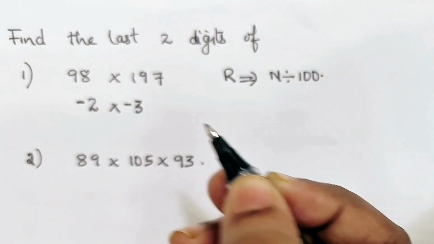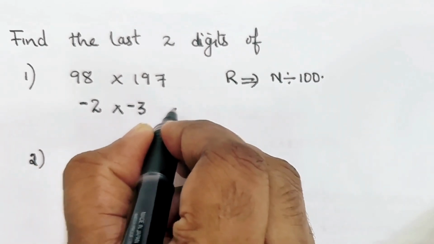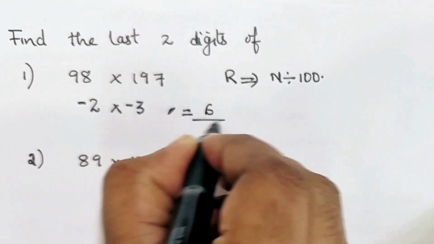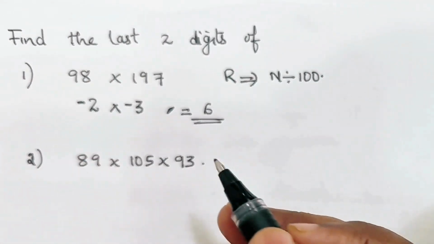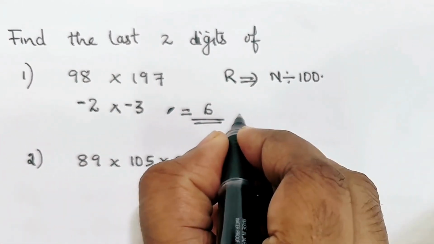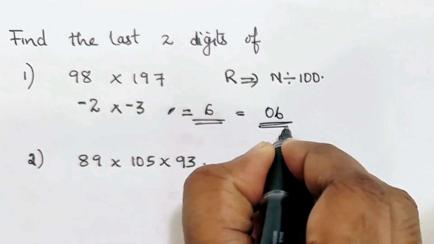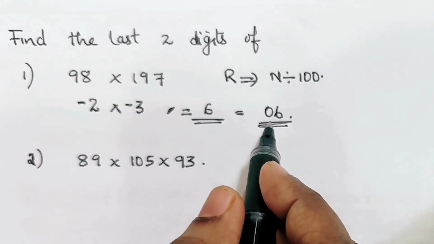197 is very close to 200. Now just multiply these two numbers. Negative 2 into negative 3 is positive 6. It is a single digit number, so to make it a two digit number, we will add 0 before it. Therefore, we can write it as 06. So 06 is the last two digits of the given multiplication problem.